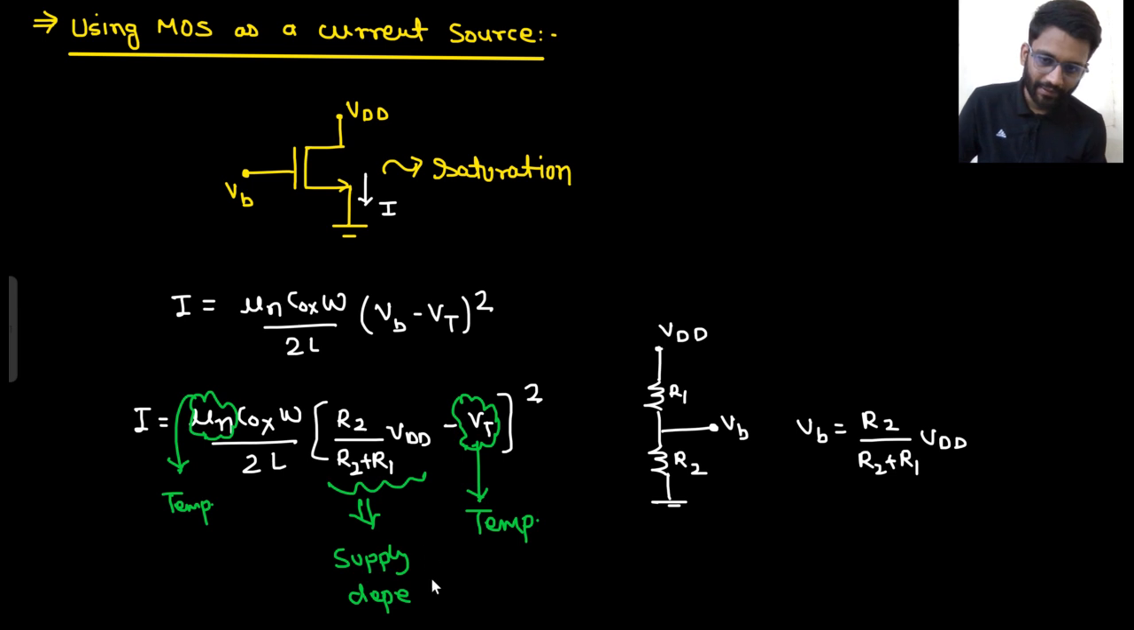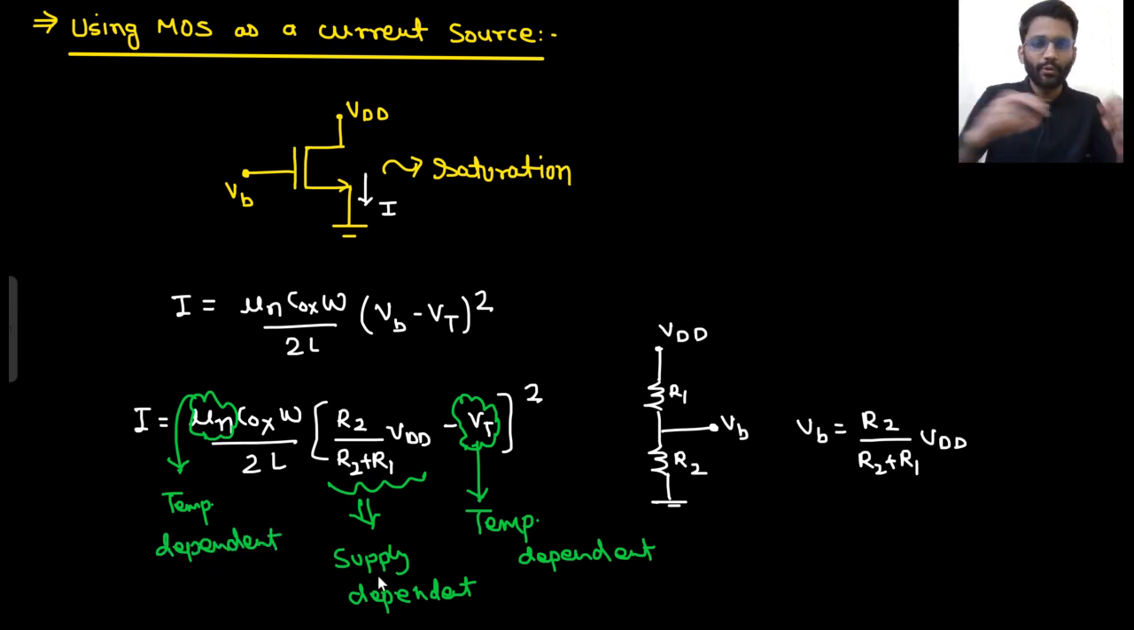Supply dependent. This was temperature dependent. Right? This is also temperature dependent. So what do you observe here? You observe that this Vt, mu and Vdd, this is supply dependent. So all these are temperature dependent. So this I is not constant. With respect to temperature, with respect to change in the supply, it can change.